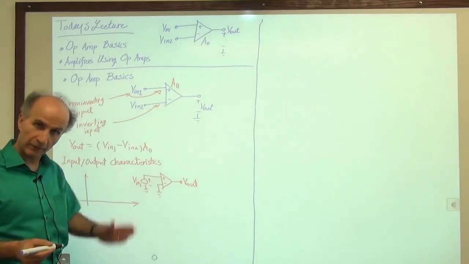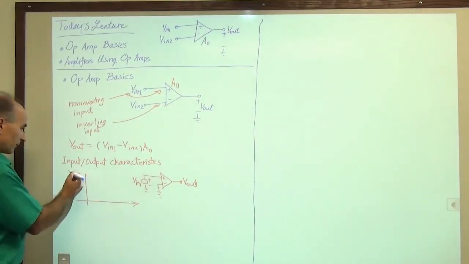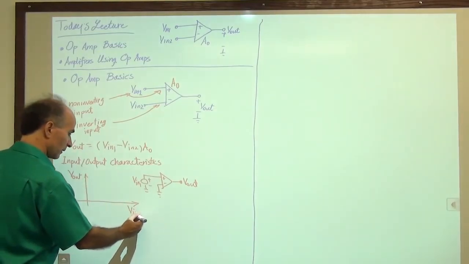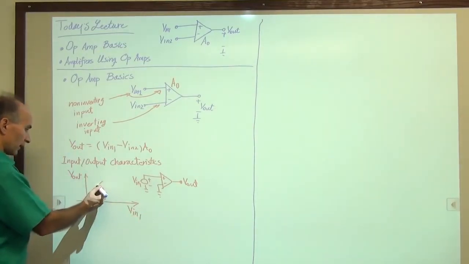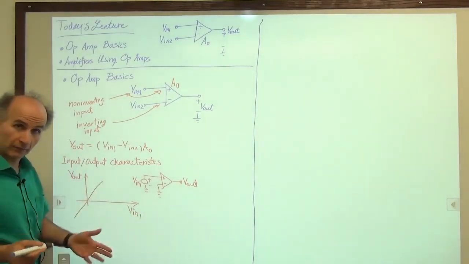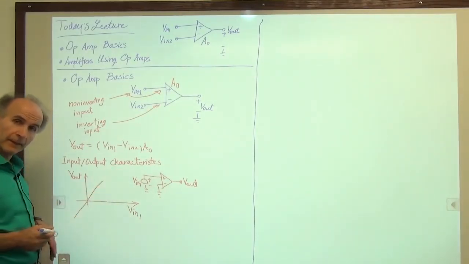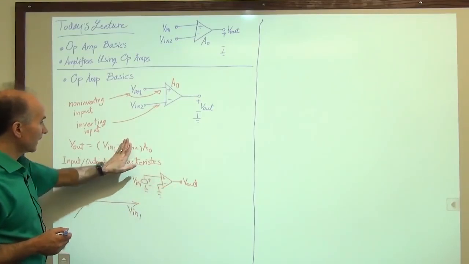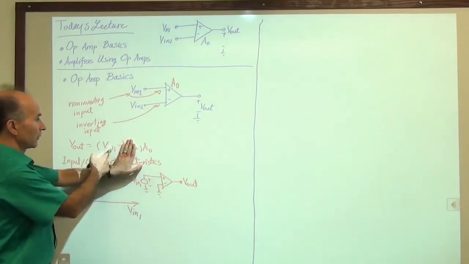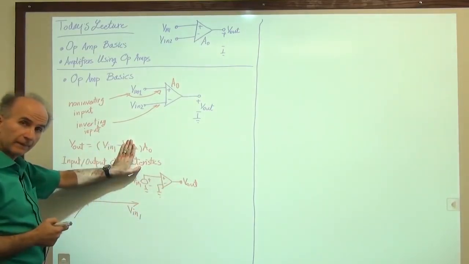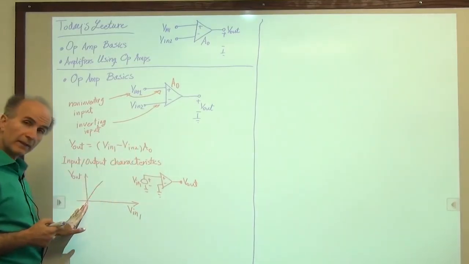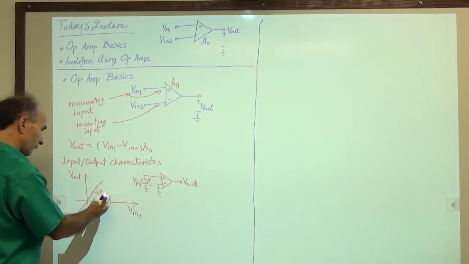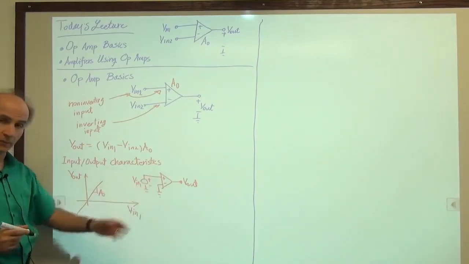Well, that's a very simple amplifier. So if I plot V out as a function of V in 1, I have a straight line. Hopefully, if it's a good amplifier, this should be a straight line. And what we know is that because V out in this case is A0 times V in 1, the slope of this line is A0. So that's what we have for this measurement.